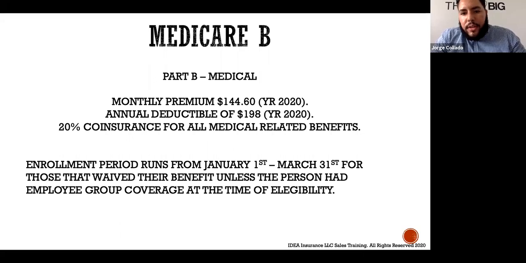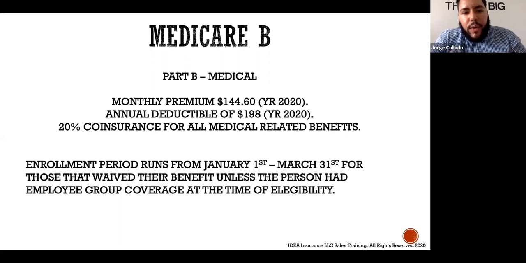After you meet that deductible, then it's an 80-20 situation. So Medicare will cover 80% of all your medical services, and you will still have a 20% co-insurance for all your medical related services. What's included in B? B is like your insurance: everything as far as doctor's visits, specialists, x-rays, blood work, surgeries, inpatient hospitalization, outpatient hospitalization, all of those things are covered under Part B.